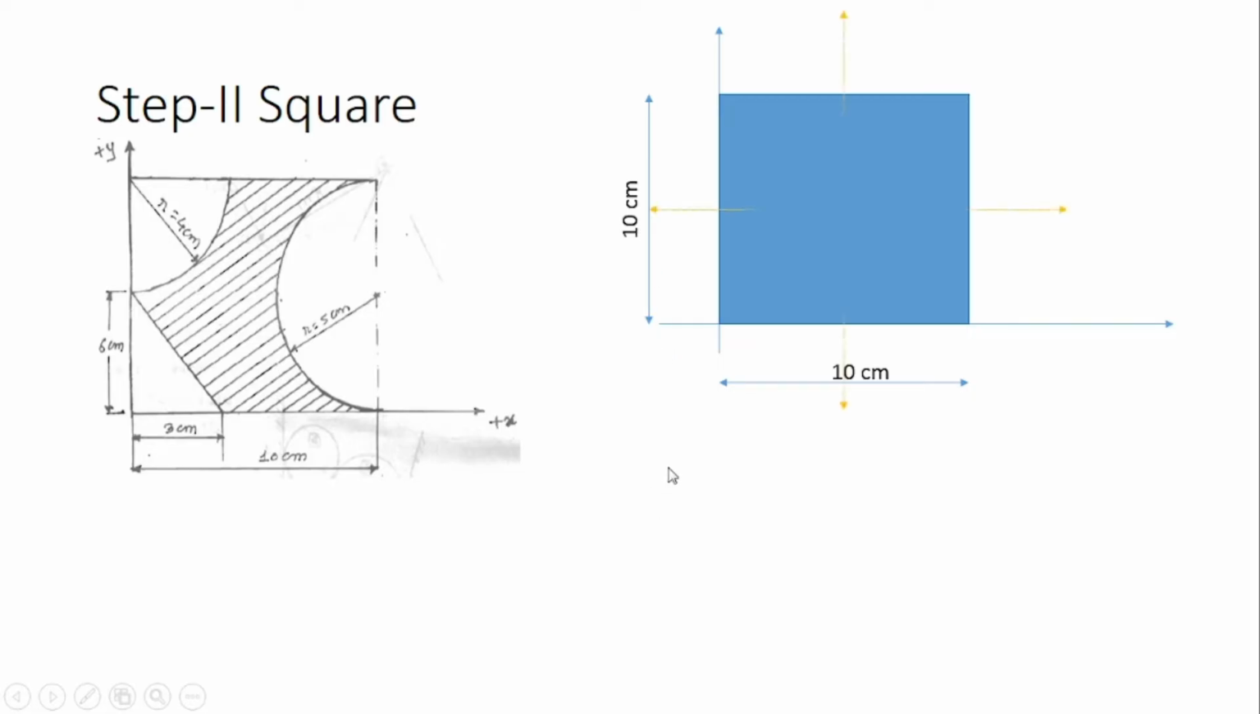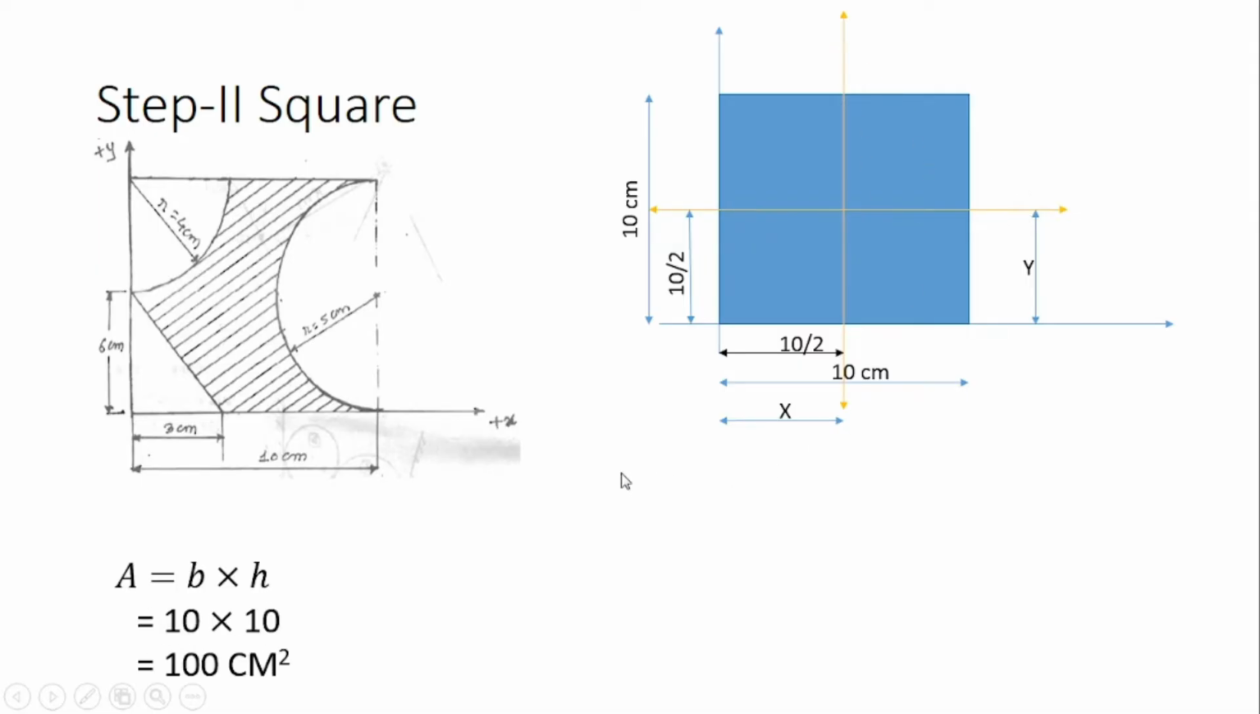Now we'll locate the centroid point. It is at a distance of 10 by 2 centimeter from this corner. So this is 5 centimeter, and the vertical distance from this corner should be height divided by 2, so it is 10 by 2. So we can easily locate the x bar. X bar is the horizontal distance between the centroidal axis and the reference axis, and y bar is the vertical distance between the centroidal axis and the reference axis. This is your reference axis indicated by the blue line, and the yellow color indicates the centroidal axis.